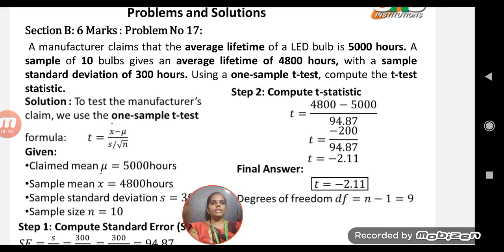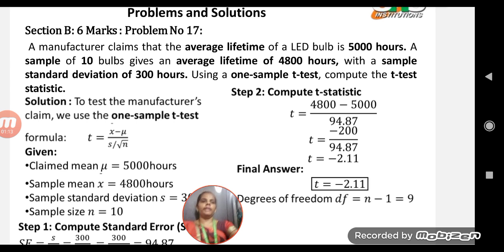Using one sample t-test, we can compute the t-test statistic. In my previous video, I explained that the t-statistic can be calculated by using the student t formula. The student t formula is t = (x bar minus mu) divided by (s by root n). X bar means the mean of the given data, mu means the population mean, s means the standard deviation and n means the sample size. Here they have claimed that the mean value is 5000 hours. The sample mean is 4800, the standard deviation is 300 and the sample size is 10.